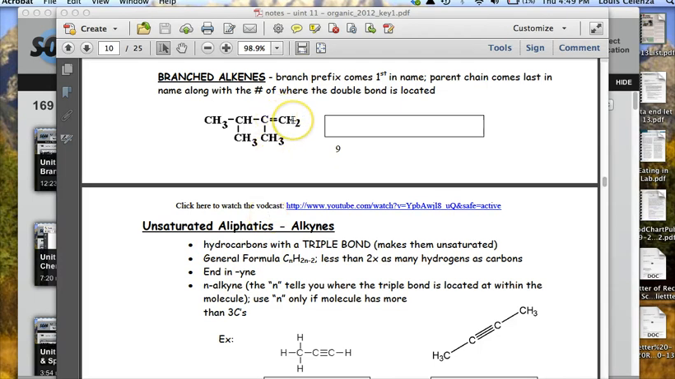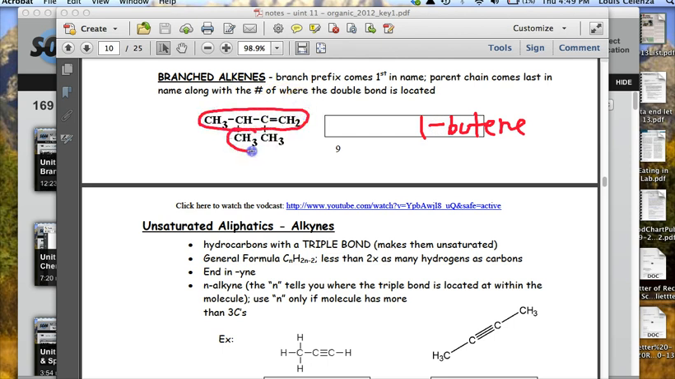I want to find the longest continuous chain that contains the double bond. So I know I'm going to start here. That's 1, that's 2, that's 3. Now I have two options. I can go straight or down. Either way, that's going to give me a 4-carbon chain, which is but-, and it's an alkene, so it's -ene. Now the double bond, I don't want to number it in this direction because that will give me the double bond between the third and the fourth. If I number it in this direction, it's between the first and the second. I'm going to call this 1-butene. So here is the parent.